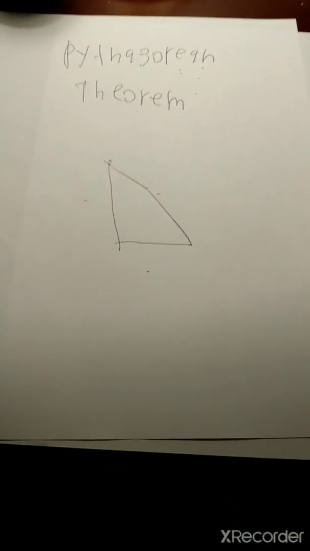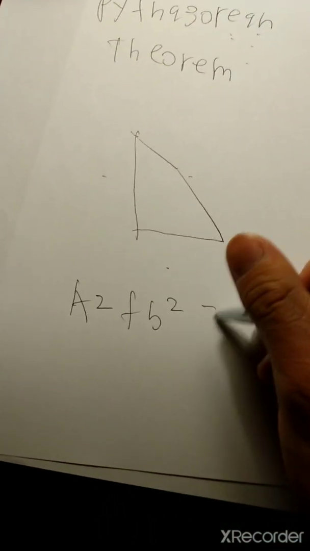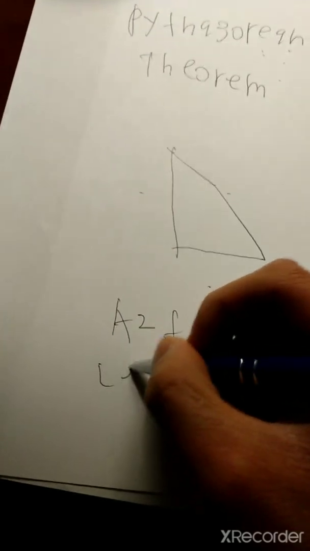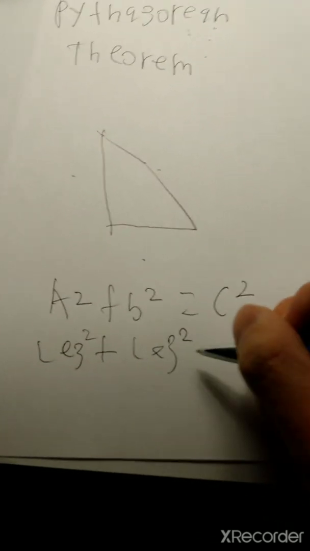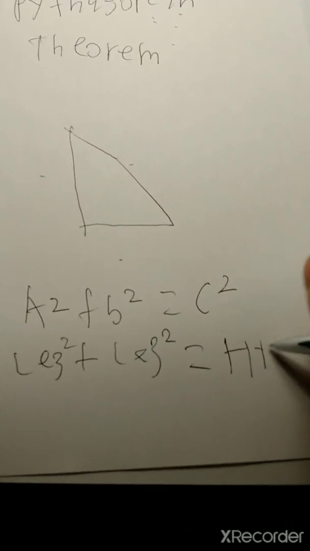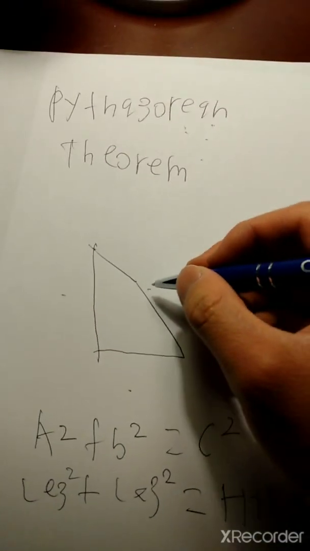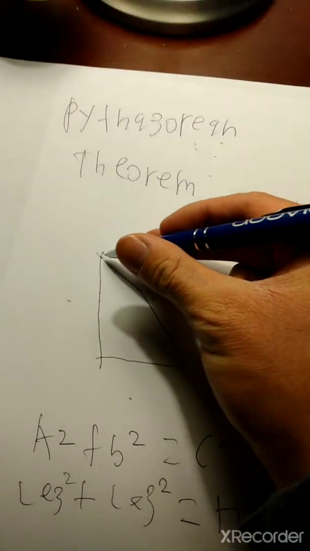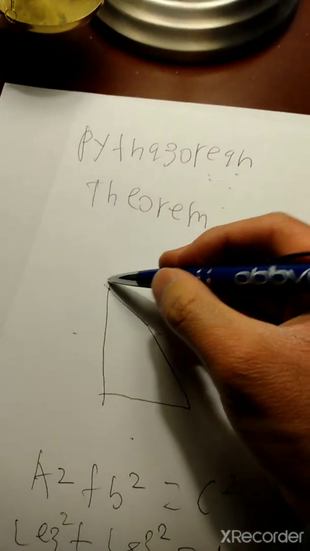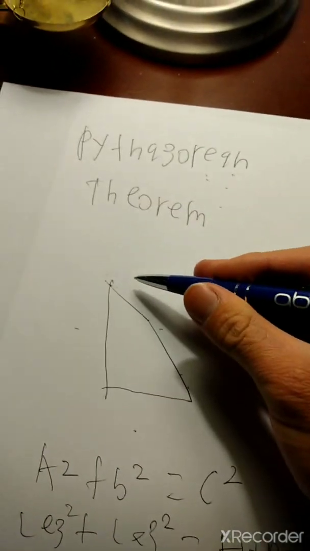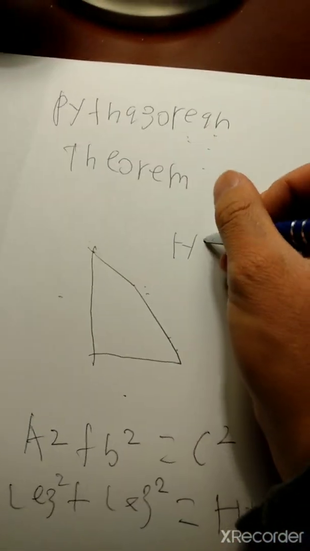So, the formula for Pythagorean Theorem is a squared plus b squared equals c squared, or leg squared plus leg squared equals hypotenuse squared. So what is the hypotenuse? The hypotenuse is the longest line, looking like a ramp going from top to bottom. It is diagonally going straight up, and it looks like a ramp. So yeah, this is the hypotenuse.